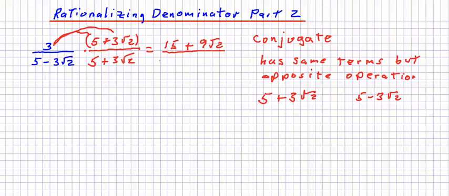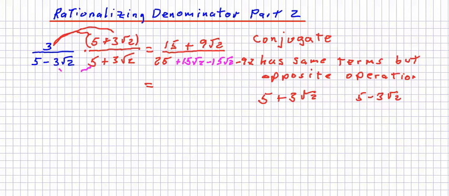5 times 5 is 25. Let's switch the color here. 5 times 3 is 15, so it's plus 15 square root of 2, minus 3 times 5, 15 square root of 2, and then the last one is minus 3 square root of 2 times plus 3 square root of 2, which is minus 9. And square root of 2 times square root of 2 is 2. So we have 9 times 2.